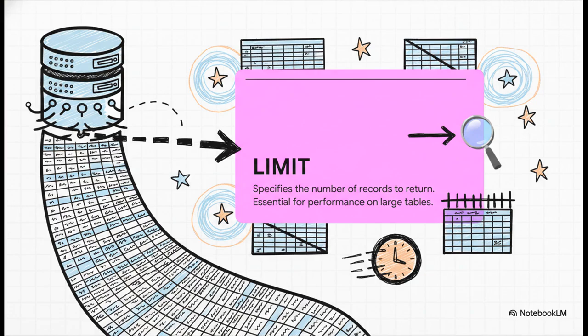This brings us to the LIMIT clause. This is your tool for focus. When a table has thousands or even millions of rows, asking for everything can really slow down your system. LIMIT lets you tell the database, don't give me everything, just give me a specific number of records. It's absolutely crucial for both clarity and performance.